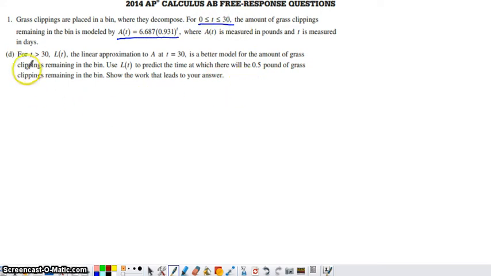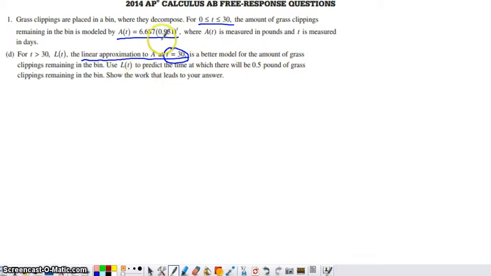Now what they say in part D is, for t values greater than 30, so there's still grass left in the bin at the 30th day, so it still needs to decompose a little bit further, the linear approximation, which they define to be L of t, and a linear approximation is simply the equation of a tangent line at a certain point. In this case, the tangent line is going to be based at the t value of 30. They say that this is a better model for the amount of grass clippings remaining in the bin.